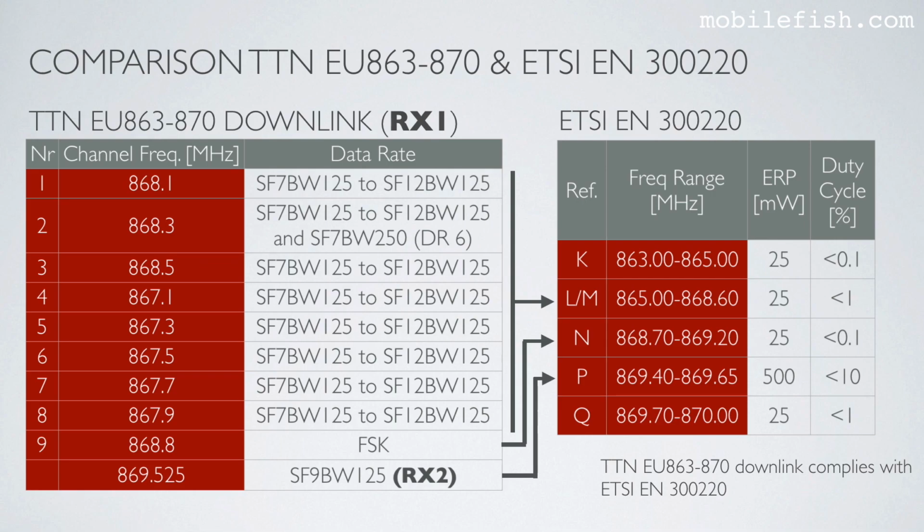Now let's do the same again, but now for the downlink. Channels 1 to 9 are used for receive window 1, and this frequency is used for receive window 2, and it uses this data rate, as explained earlier. These frequencies lie within this frequency range, this frequency lies within this frequency range, and this frequency lies within this frequency range, which means for downlink, The Things Network AU 863 to 870 frequency plan complies with the ETSI 300220 standard.